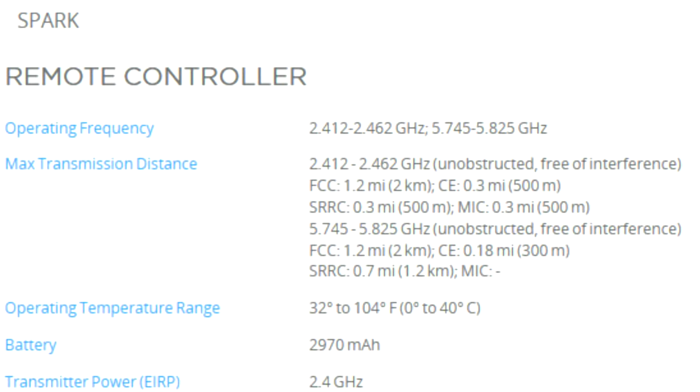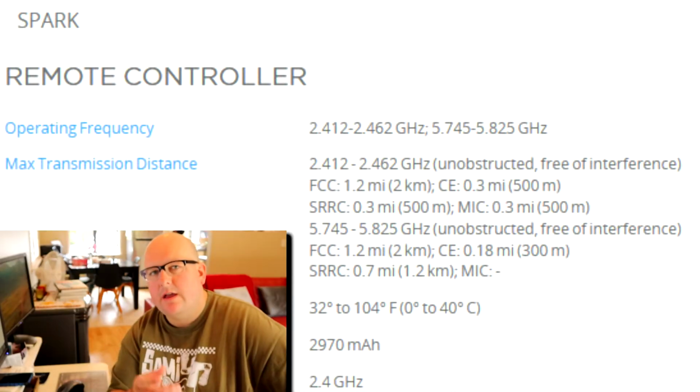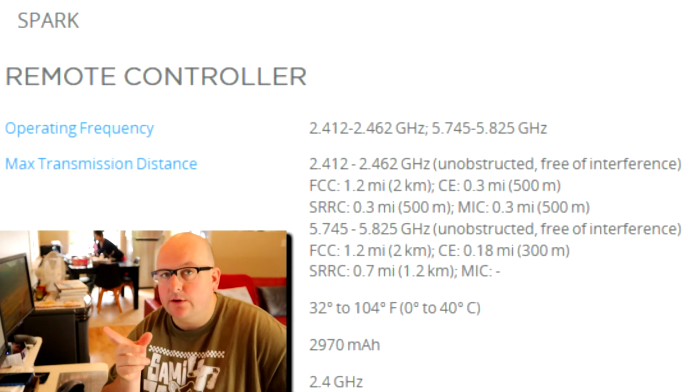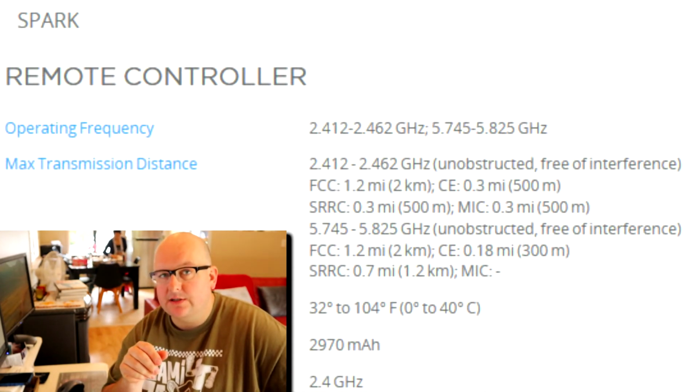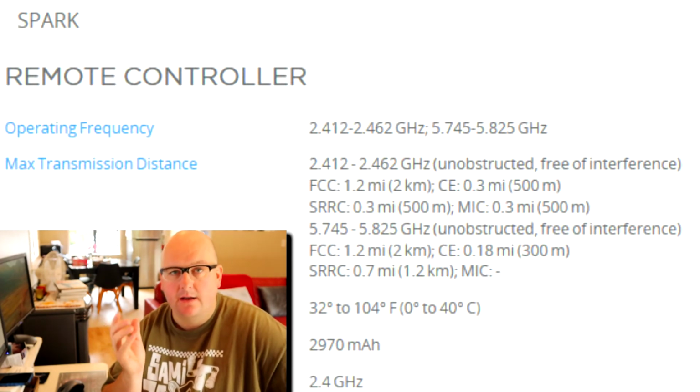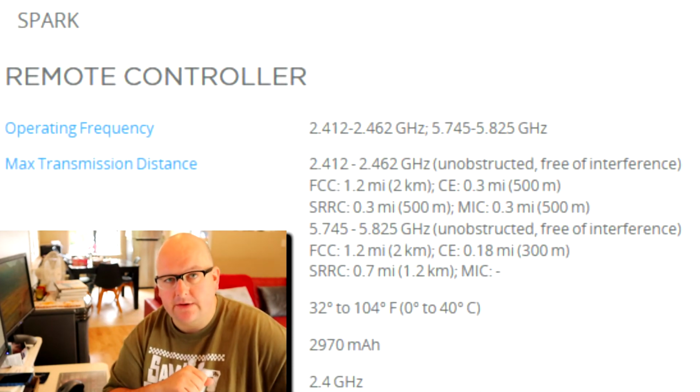Going up to 5.8 gigahertz. FCC, 1.2 miles, 2 kilometers. CE, 0.18 miles, 300 meters. SRRC, 0.7 miles, 1.2 kilometers. So right there, you can see with the Spark that using CE protocol, i.e. outside of the United States, you're getting a maximum distance of 300 or 500 meters based on whether you're using 2.4 or 5.8 gigahertz. Wow. And this is how I really got caught out and made essentially a $1,500 mistake. You only get a fraction of what is advertised.